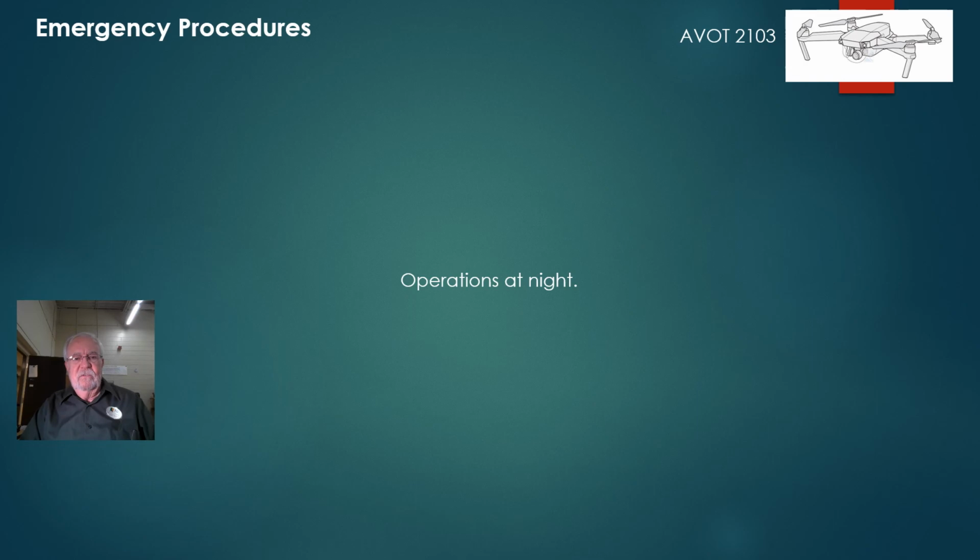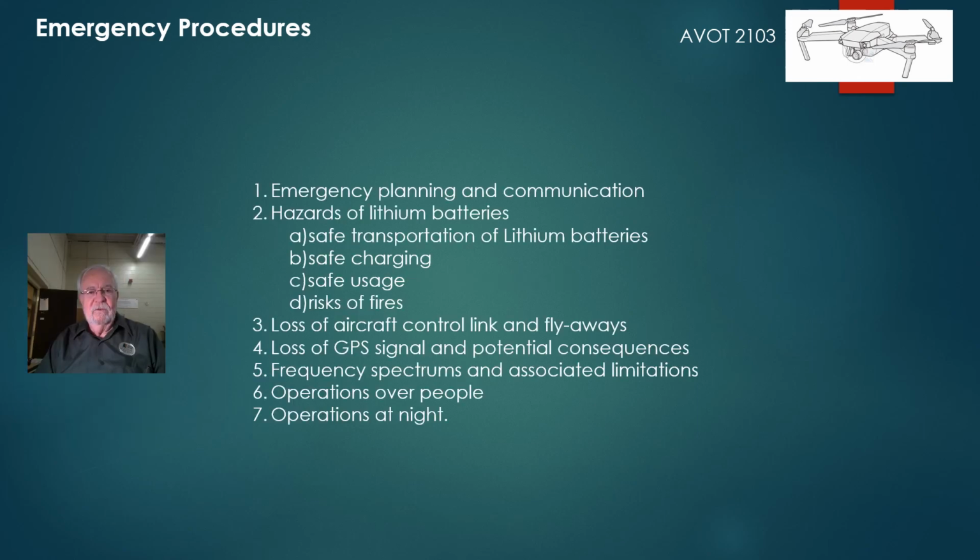Okay, we've got operations at night. Remember that there are still some questions on twilight flight, 30 minutes after official sunset and 30 minutes before official sunrise. You must have some kind of anti-collision light that's visible for 3 miles. But now we do have permission to operate at night as well, and you just need to be aware of that. You still have to have anti-collision lights visible for 3 miles. So that about covers it.